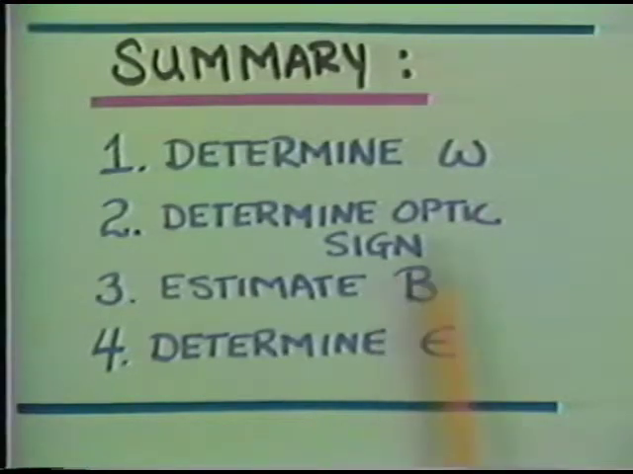And from the optic sign, that will tell you whether epsilon is less than or greater than omega. You estimate the birefringence, and this will give you a very good guess as to what the epsilon index is, and you can start then with your guesstimate of the epsilon index and look for flash figures by finding likely grains and then testing them by looking at their interference figure.